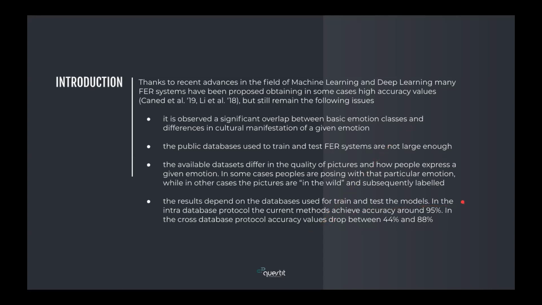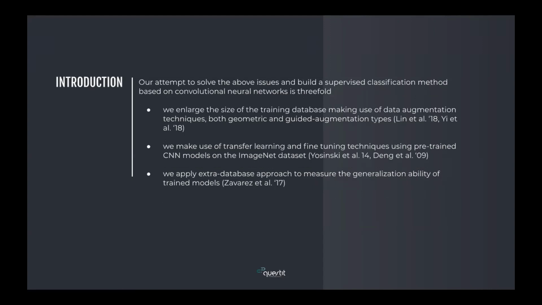In the intra-database protocol, the current methods achieve accuracy around 95%. The intra-database protocol means that I have one database, and I split that database into train and test. In the cross-database protocol, the accuracy drops to between 44 and 88%. This protocol means that I have 2 datasets, and I use one dataset for training and the other for testing. And things change.